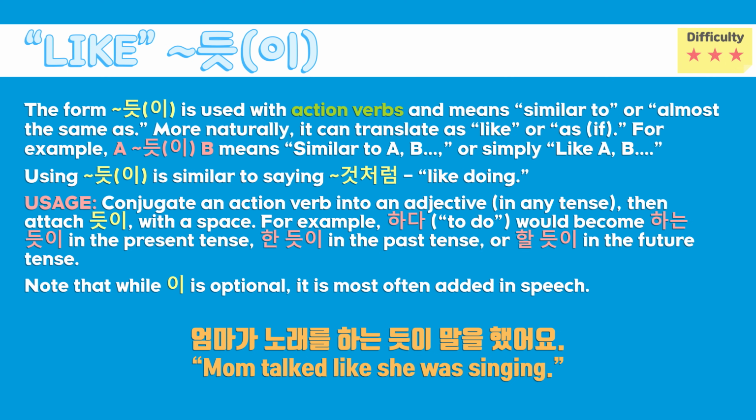To use it, conjugate an action verb into an adjective in any tense. Then attach 듯이 with a space. For example, 하다 would become 하는 듯이 in the present tense, 한 듯이 in the past tense, or 할 듯이 in the future tense. Note that while 이 is optional, it's most often added in speech.